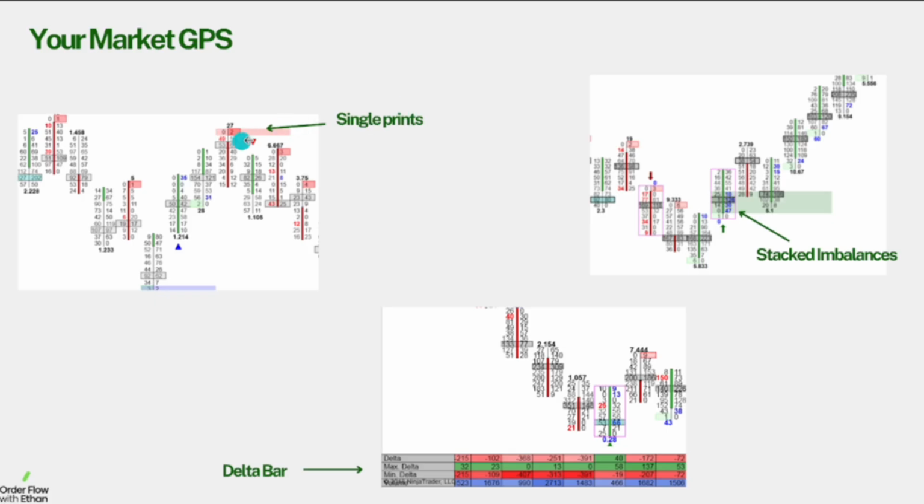So here, as you can see, we have a single print at the top, a great signal that the price will go down. A delta bar that shows you a lot of important data about how the market will perform, and your stacked imbalances, of course, that give you a great edge in the market.